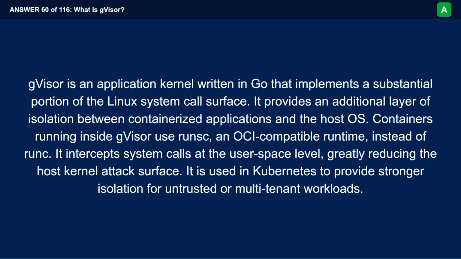Containers running inside gVisor use runsc, an OCI-compatible runtime, instead of runc. It intercepts system calls at the user space level, greatly reducing the host kernel attack surface. It is used in Kubernetes to provide stronger isolation for untrusted or multi-tenant workloads.